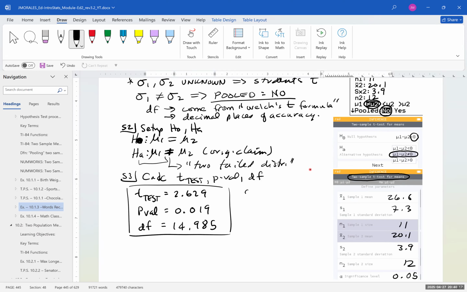So notice if we had calculated degrees of freedom using the other formula, which was this simpler one, what we would have gotten was degrees of freedom equals 21, and that is wrong. So this is what we would have gotten if we had chosen pooled yes. Okay.